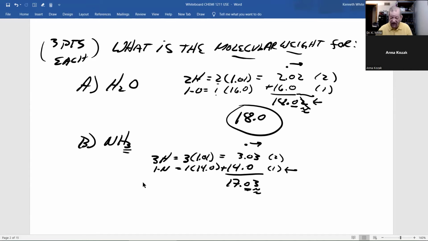Is that 4 or less? Yes, I'm going to drop it. So the correct answer here is this. And that's how you do molecular weights. And I forgot to do this.